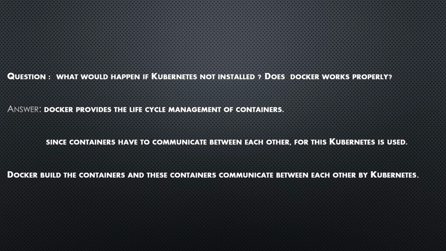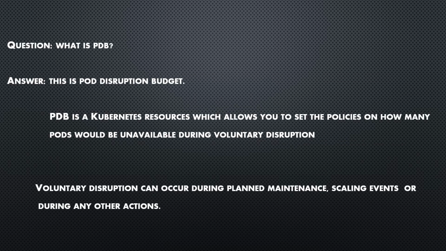Next question: what would happen if Kubernetes is not installed? Does Docker work properly? Docker provides the lifecycle management of the containers, and since containers have to communicate with each other, Kubernetes is used for this. Docker builds the containers and these containers communicate with each other through Kubernetes. So, guys, Kubernetes is the middleman for the communication between two containers, as we just studied in the last slide.